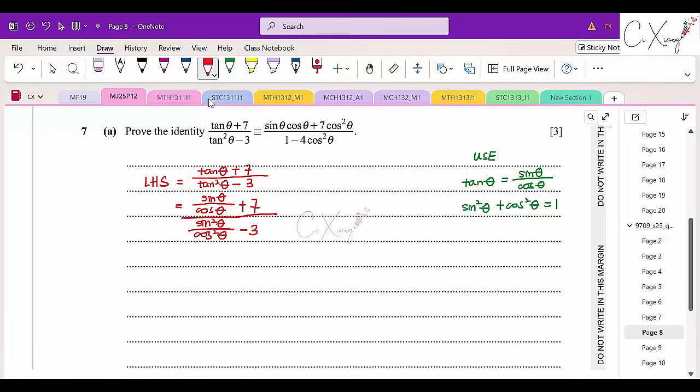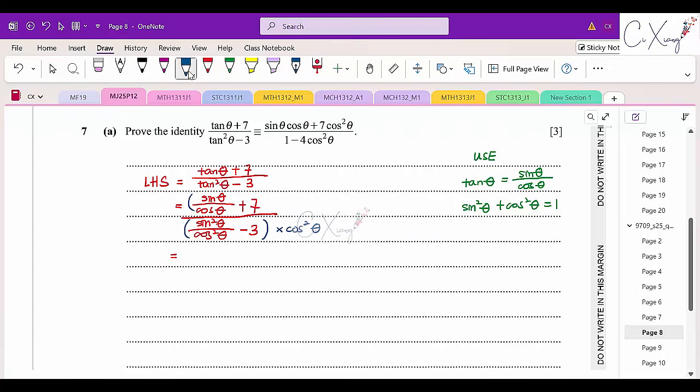Alright, so the very first step that we take here is to change all the tangent theta to sine over cos. For the next step, I want to get rid of the denominator. For this whole fraction, you have cos theta as a denominator, so it's very troublesome and I want to get rid of it. What I need to do is multiply the whole denominator by cos square theta.